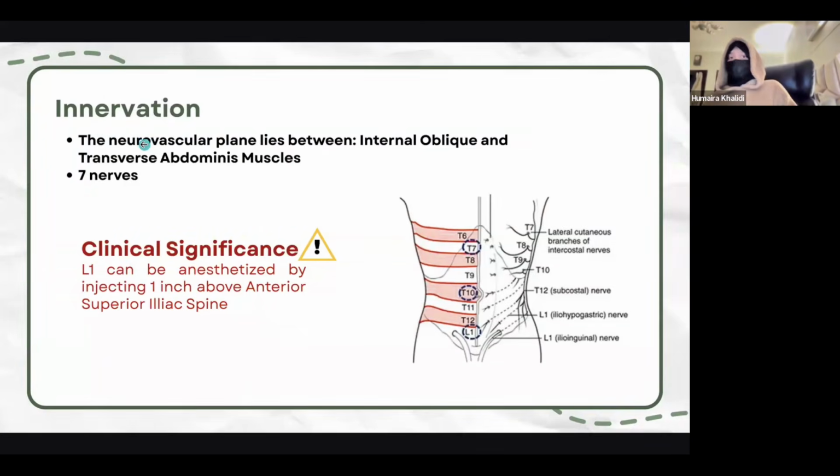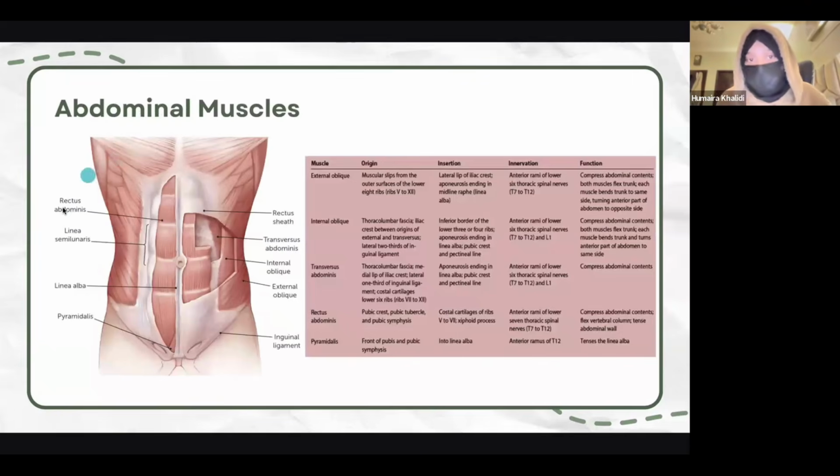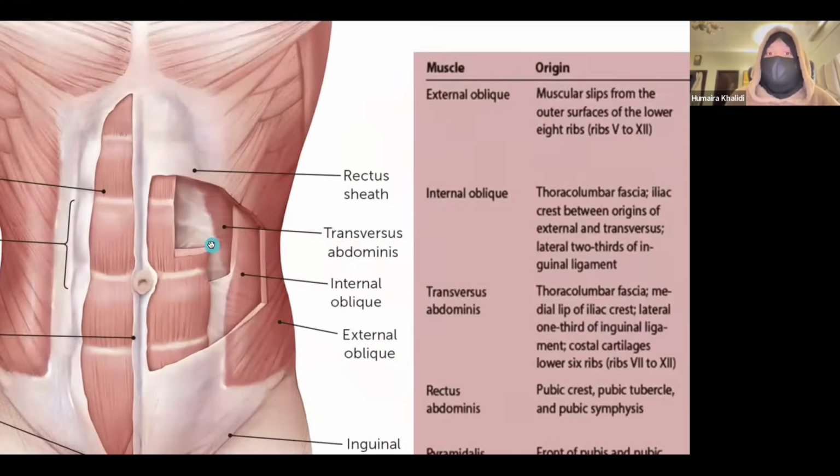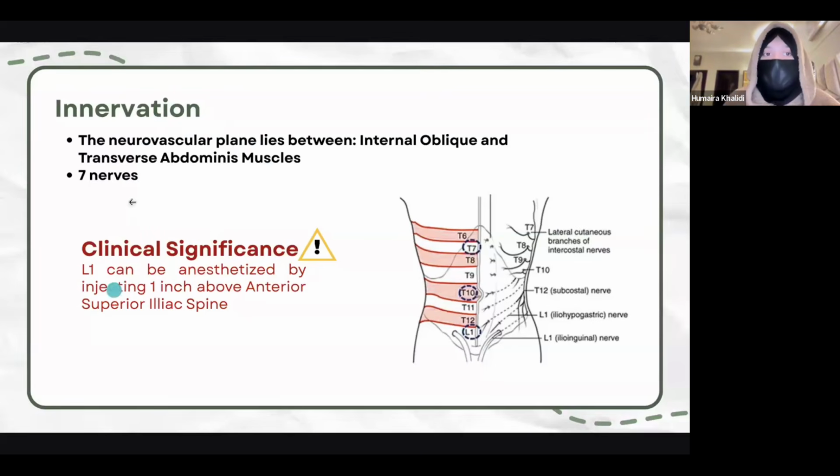The neurovascular plane lies between the internal oblique and the transverse abdominis muscle. Going back, internal oblique and the transverse abdominis, you would have the neurovascular plane here. What lies in the neurovascular plane? You have one artery, one vein, one nerve.